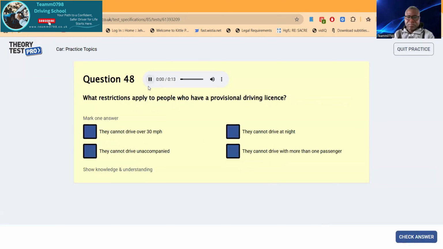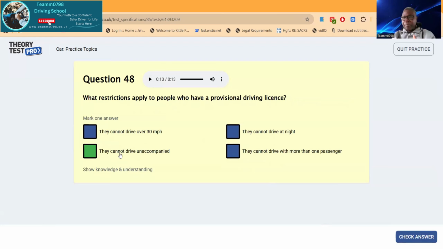What restrictions apply to people who have a provisional driving license? They cannot drive over 30 miles per hour. They cannot drive at night. They cannot drive unaccompanied. They cannot drive with more than one passenger. Okay. So the restriction that applies to people who have provisional licenses is that they cannot drive unaccompanied. The others are all wrong answers.